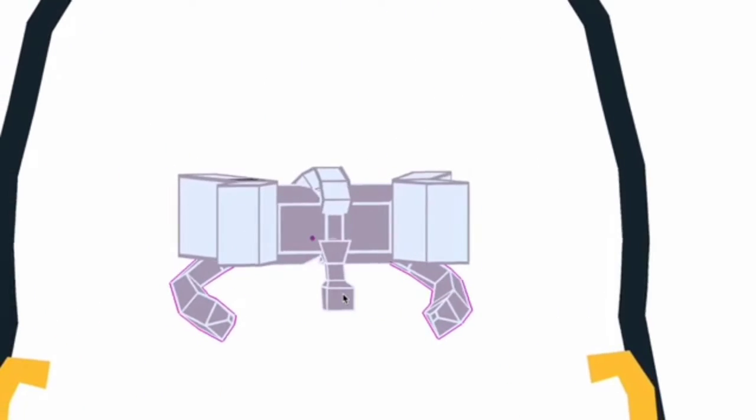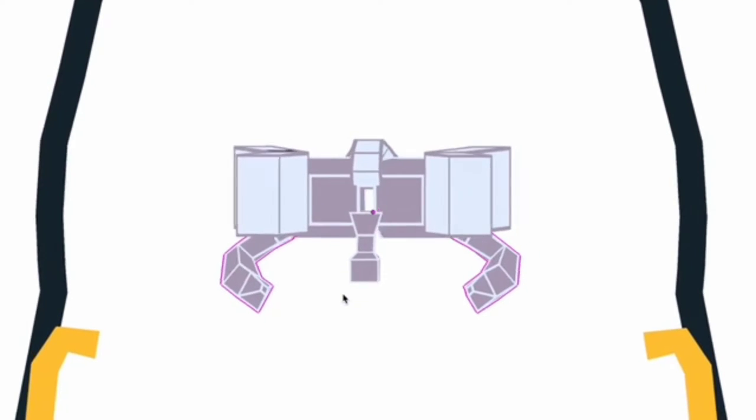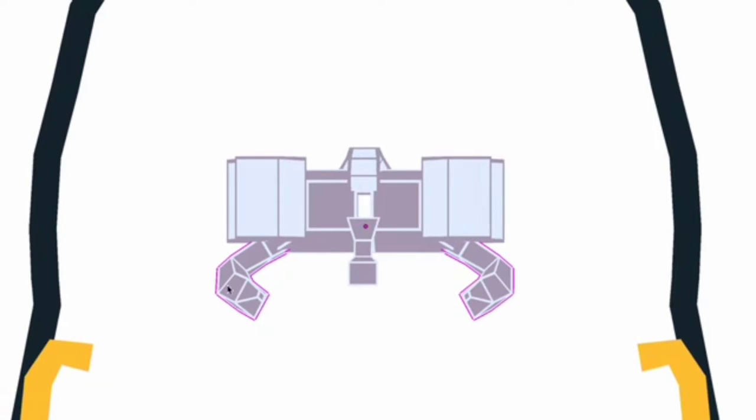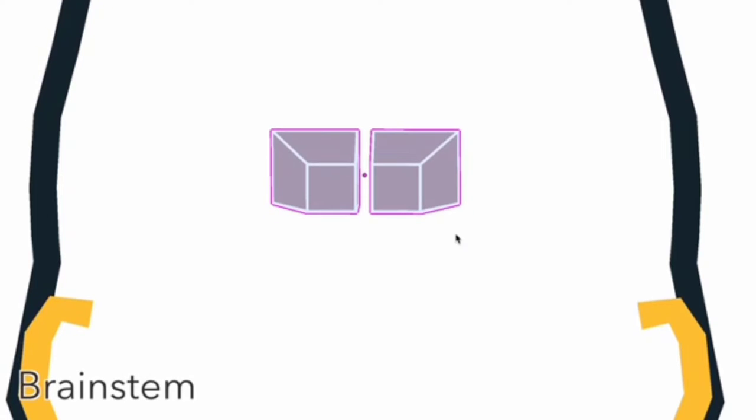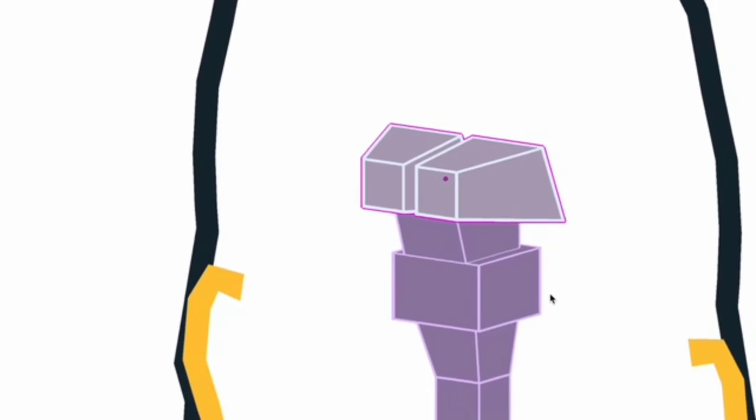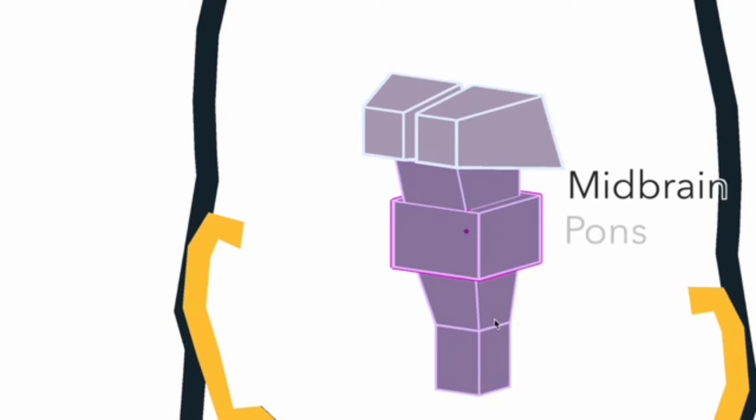It's one part of what we call the basal ganglia. There are a few structures in the basal ganglia, all situated roughly around this area. Directly under the thalamus is the brain stem, which connects the brain to the spinal cord. It has three parts: the midbrain, pons, and medulla.